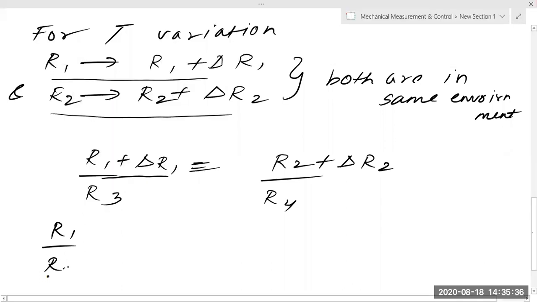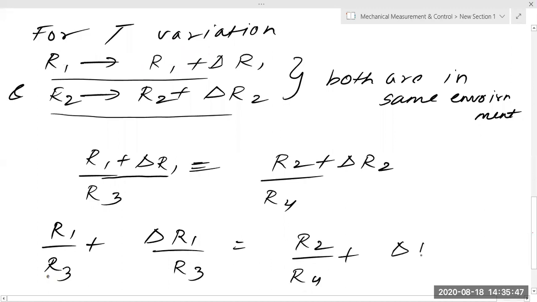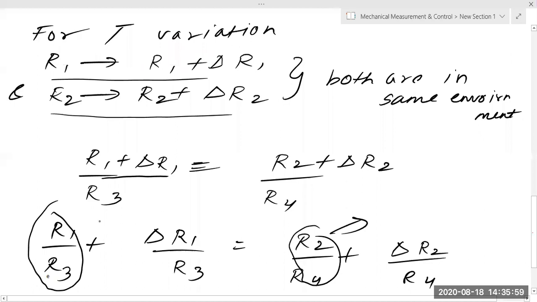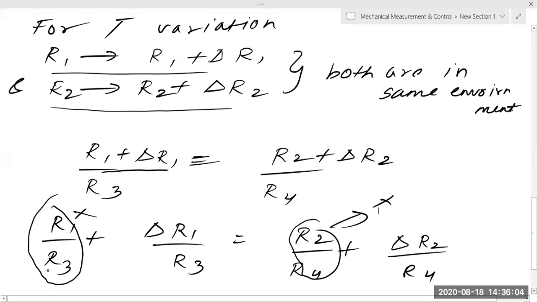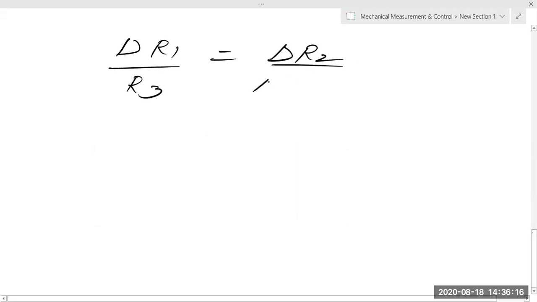So what I'm saying, if I try to simplify, R1 by R3 plus delta R1 by R3 will be equal to R2 by R4 plus delta R2 by R4. Now we already know that R1 by R3 was initially equal to R2 by R4. So these terms will cancel out. What will remain is delta R1 by R3 will be equal to delta R2 by R4.